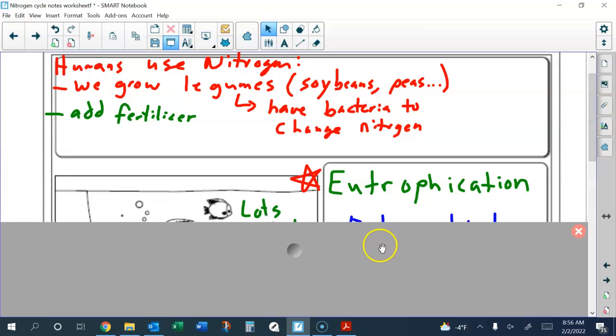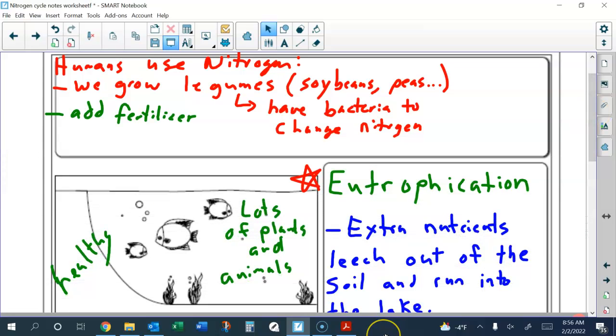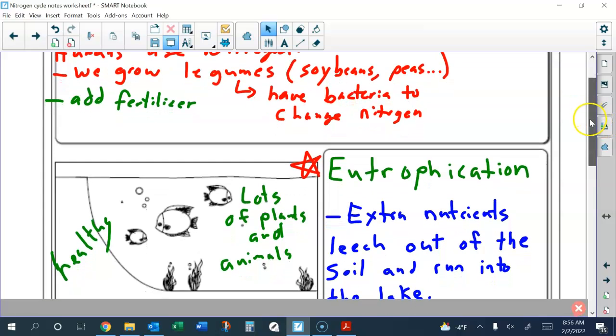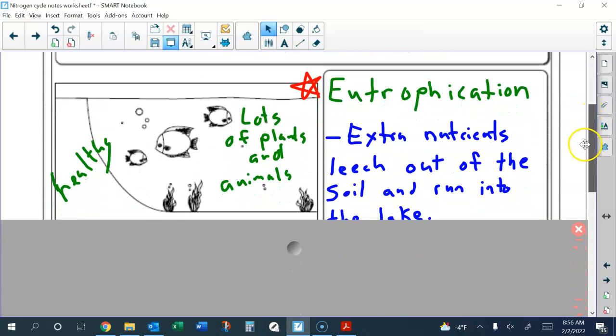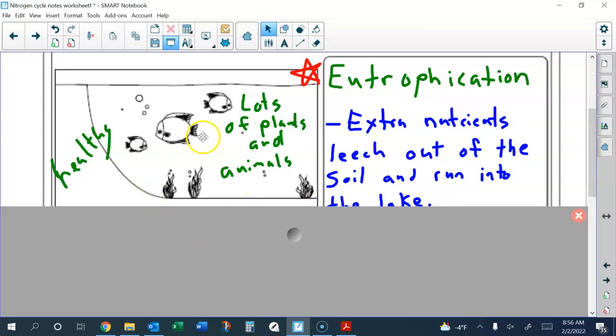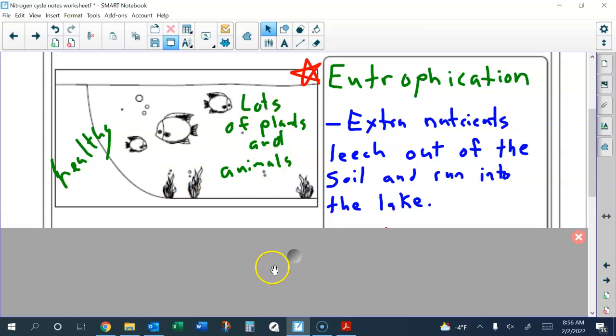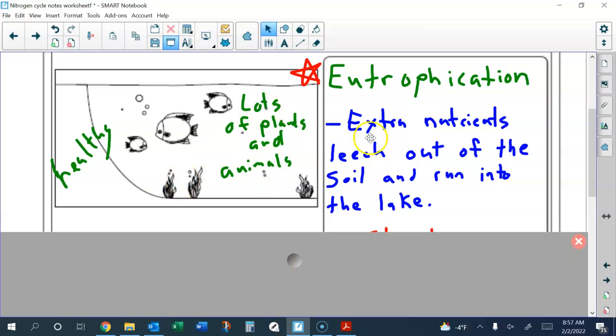All right. So what happens if you live by a lake is all that extra nitrogen, usually from fertilizers that are being added, if there's a big rainstorm, it's going to run into the lake. Okay, so here's our lake. It's got some fish. This is a healthy picture here. The fish are happy. There's plants, lots of plants and animals. Food chain is good.